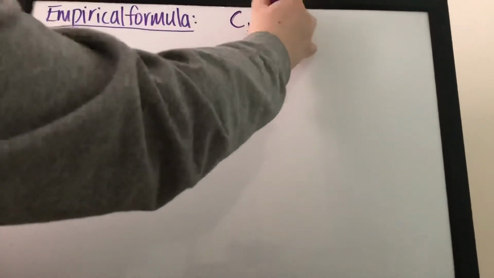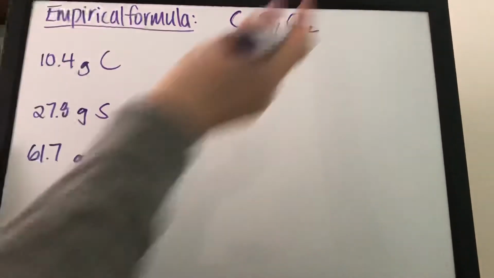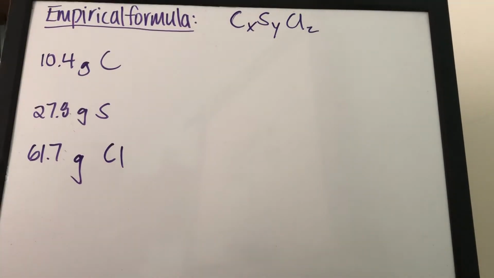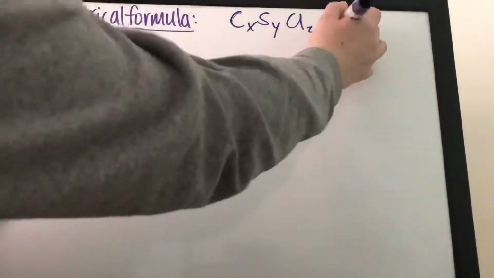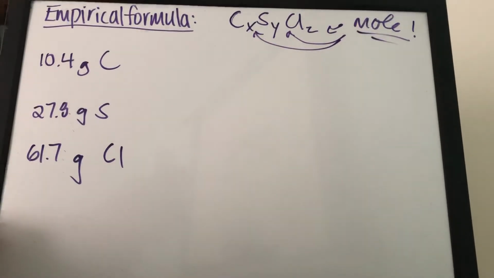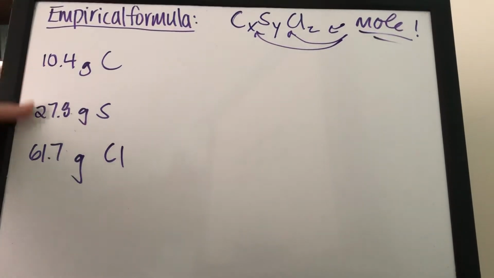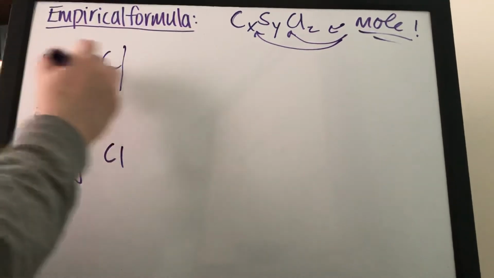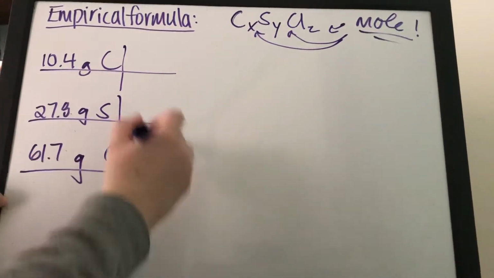So the goal here, of course, is to find the subscripts in this formula, which I'll denote with X, Y, and Z. And again, since it's empirical, it's going to be the smallest whole number ratio. So I'm looking for X, Y, and Z. Now, the important thing is that X, Y, and Z, in this case, are mole ratios. They're mole relationships. So because I'm given grams here, I need to take those grams and change to moles. So that's my first step, and that is using molar mass, of course. So grams go to moles.